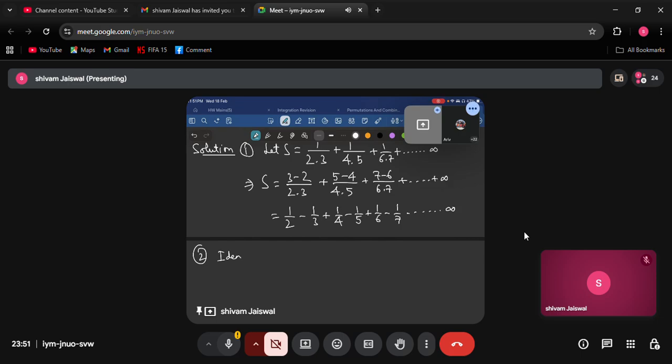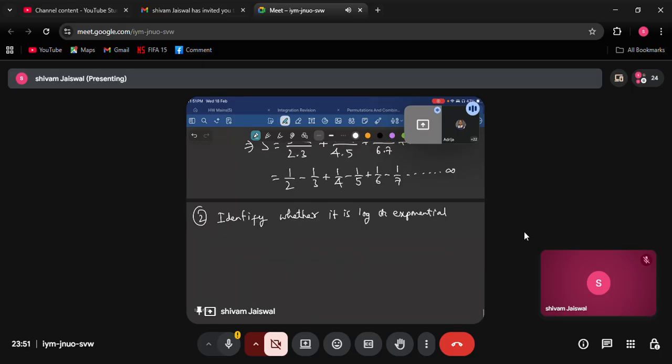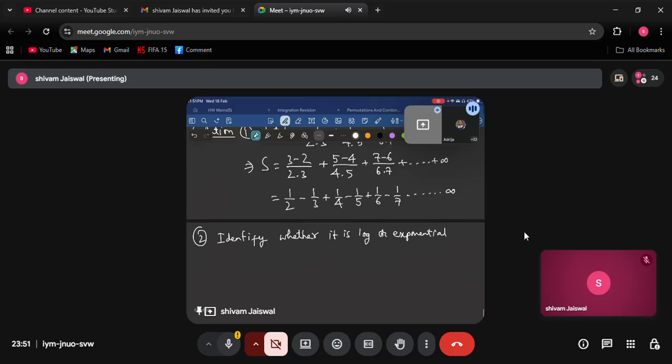Identify. Log. Exactly. It is log. Why is it log, Adrija? Because in the denominator there is no factorial. Exactly. Very good. Identify whether it is log or exponential. Okay. So since you have understood that it is log, you write down ln(1+x), and the numerators are all one.